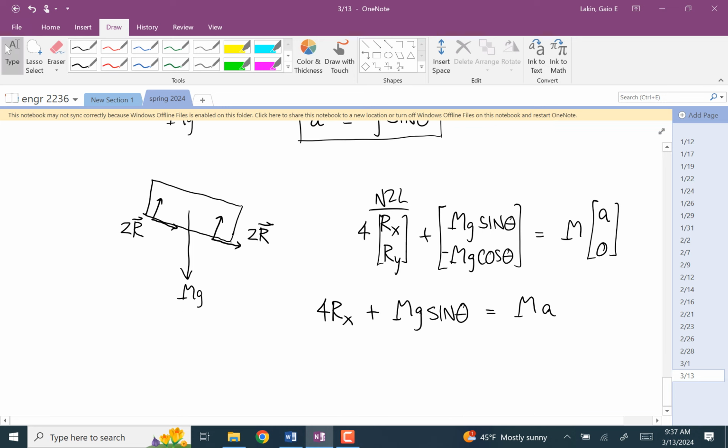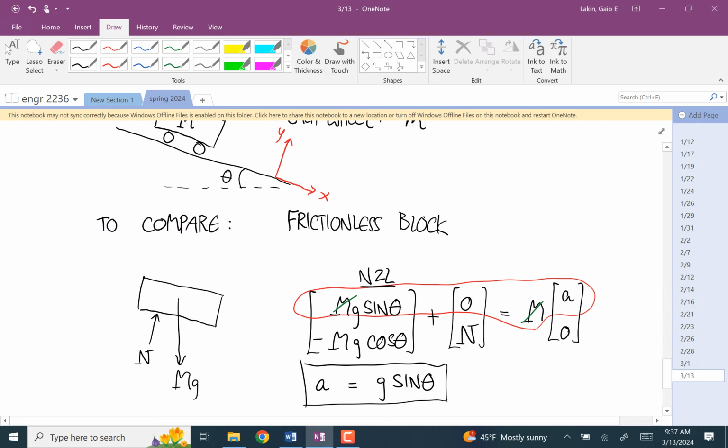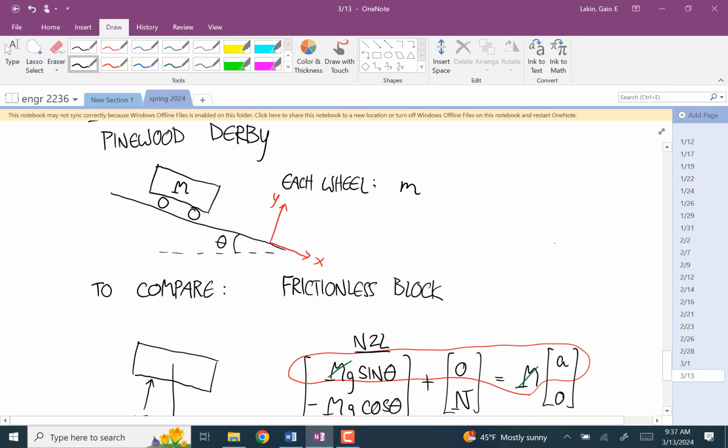Why is the x component sign in this case? Because this is the weight, and the components are this and this. This is mg, this is theta, and so SOHCAHTOA. So this is mg sine theta. The component is negative, but this is mg cosine theta. And you'd also get that from the rotation matrix if you did it that way.